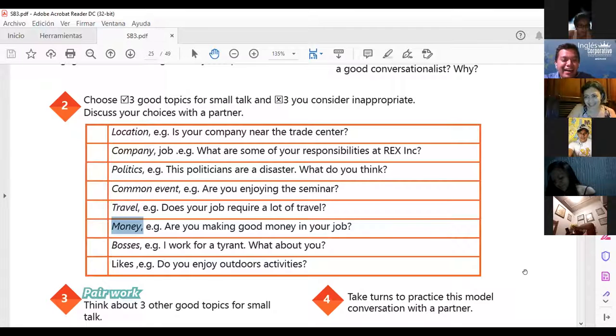Okay. I want you to read this part, Mrs. Urrutia. Money? Related to money. Are you making good money in your job? No, I'm not. Okay.